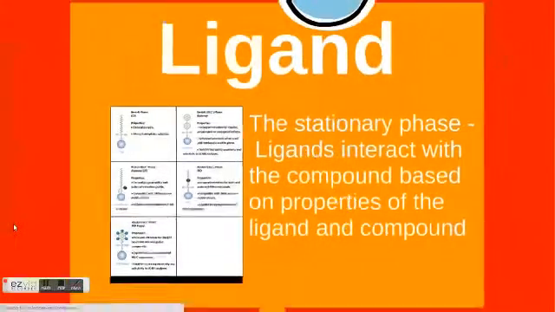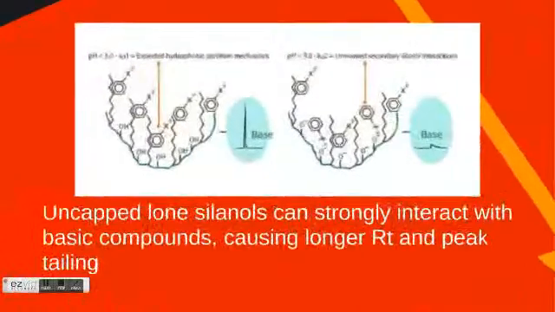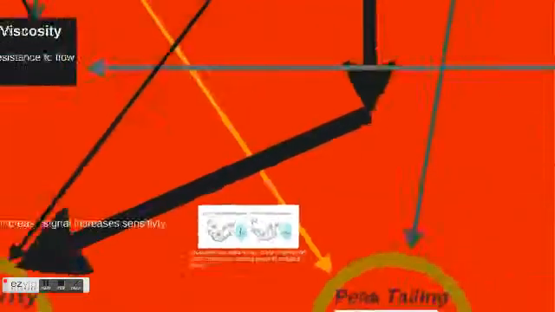A ligand can cause peak tailing. This is due to the uncapped silanols, which can strongly interact with basic compounds, causing a longer retention time and peak tailing.